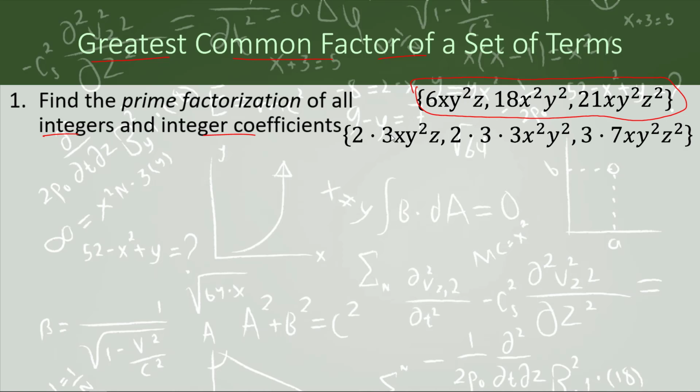The prime factorization for 6 is 2 times 3. For 18, it is 2 times 3 times 3. And 21, since the only factors there are 3 and 7, both of which are prime, that's what we have.